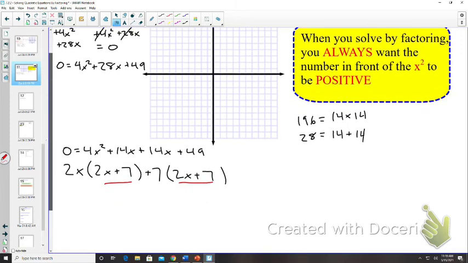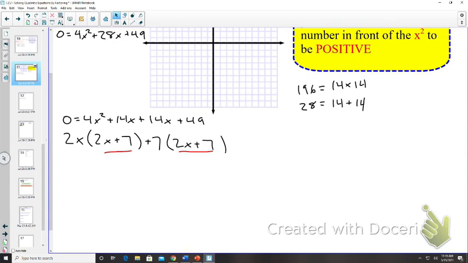At this point, we're just going to take what's inside the brackets and what's outside the brackets and make a new one. So we'll have 2x plus 7, and we have 2x plus 7. Fancy that.